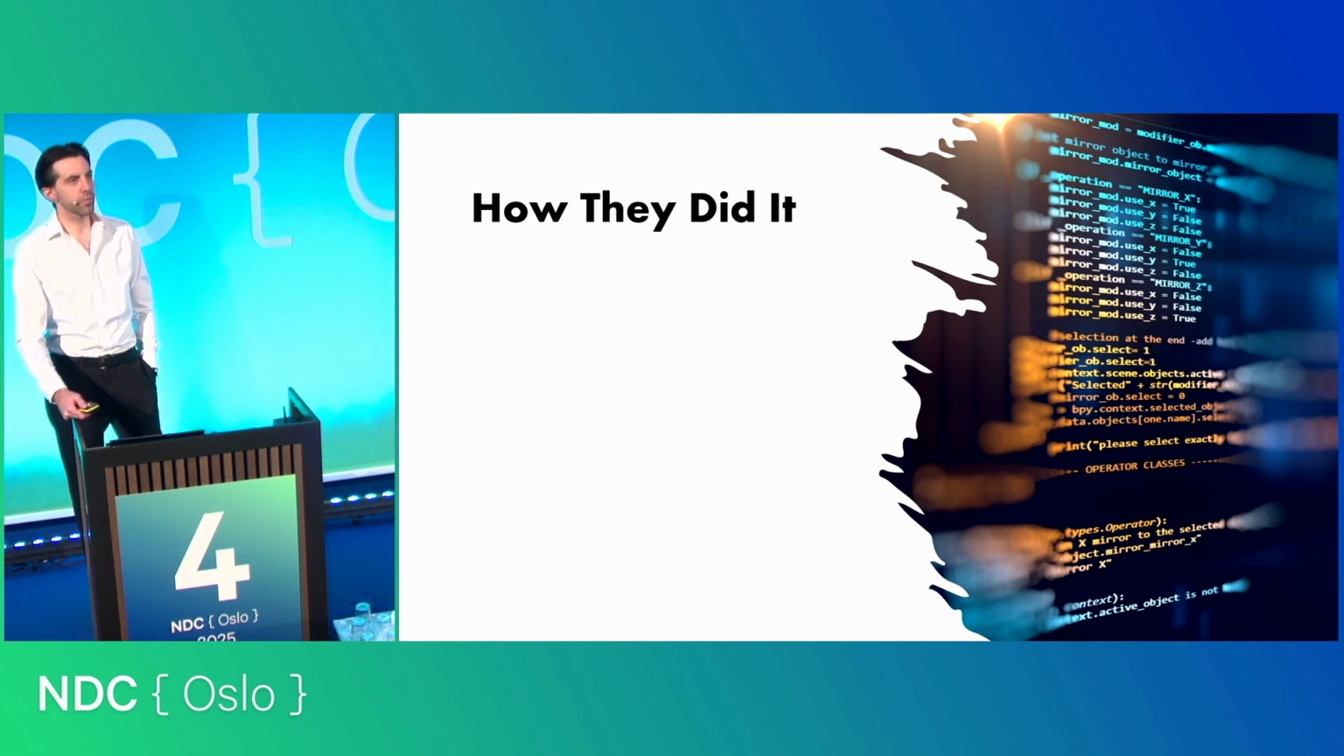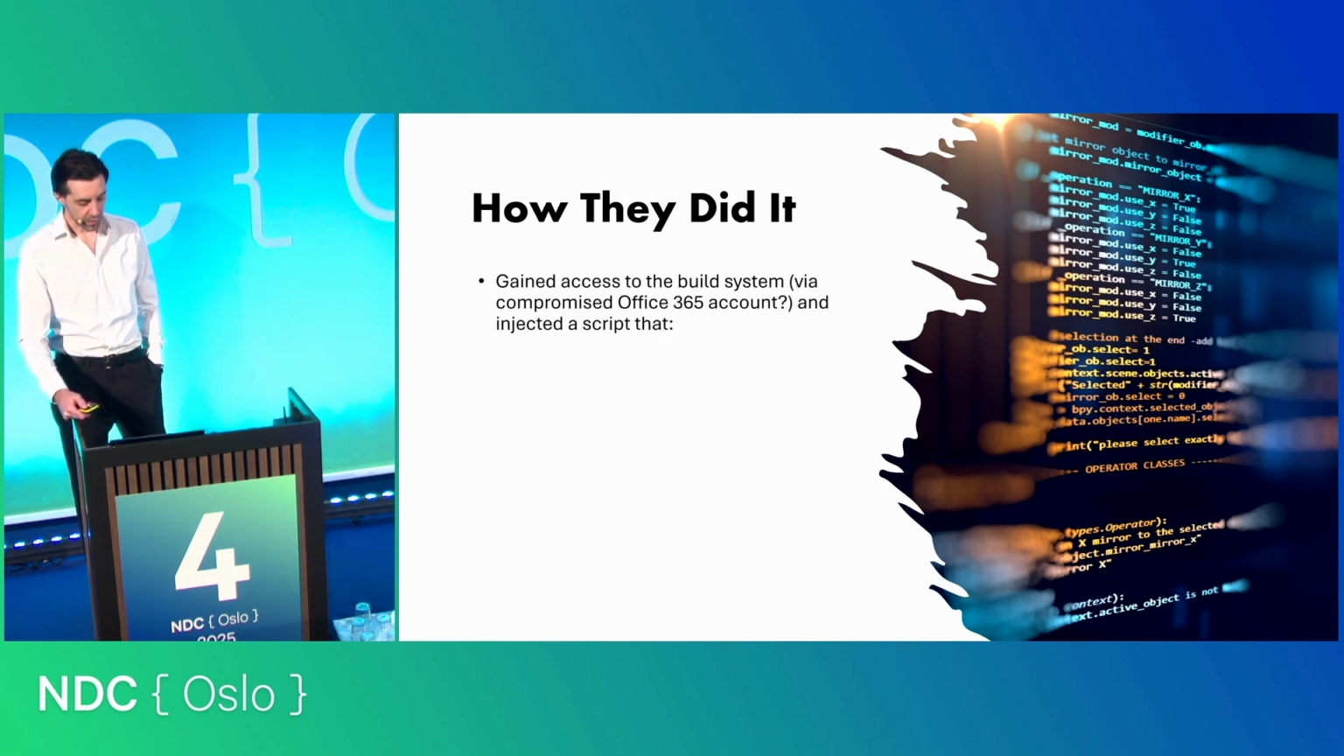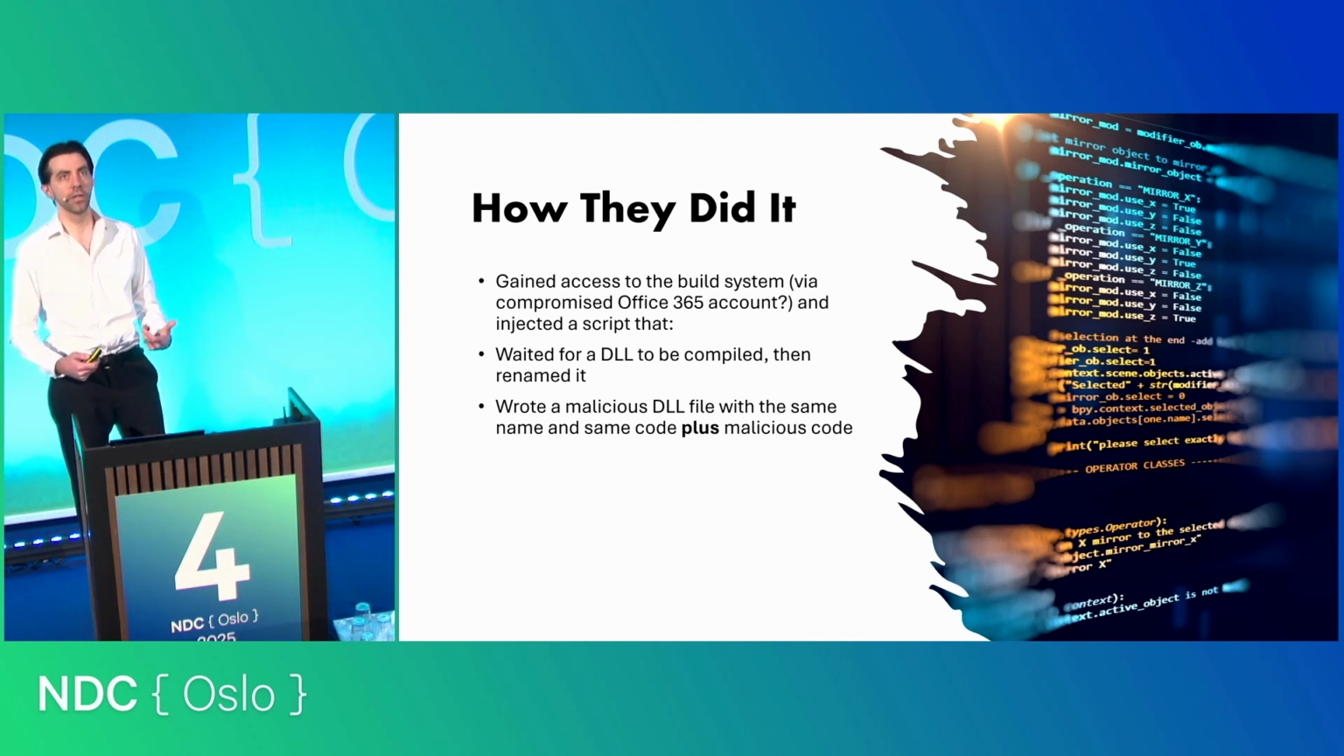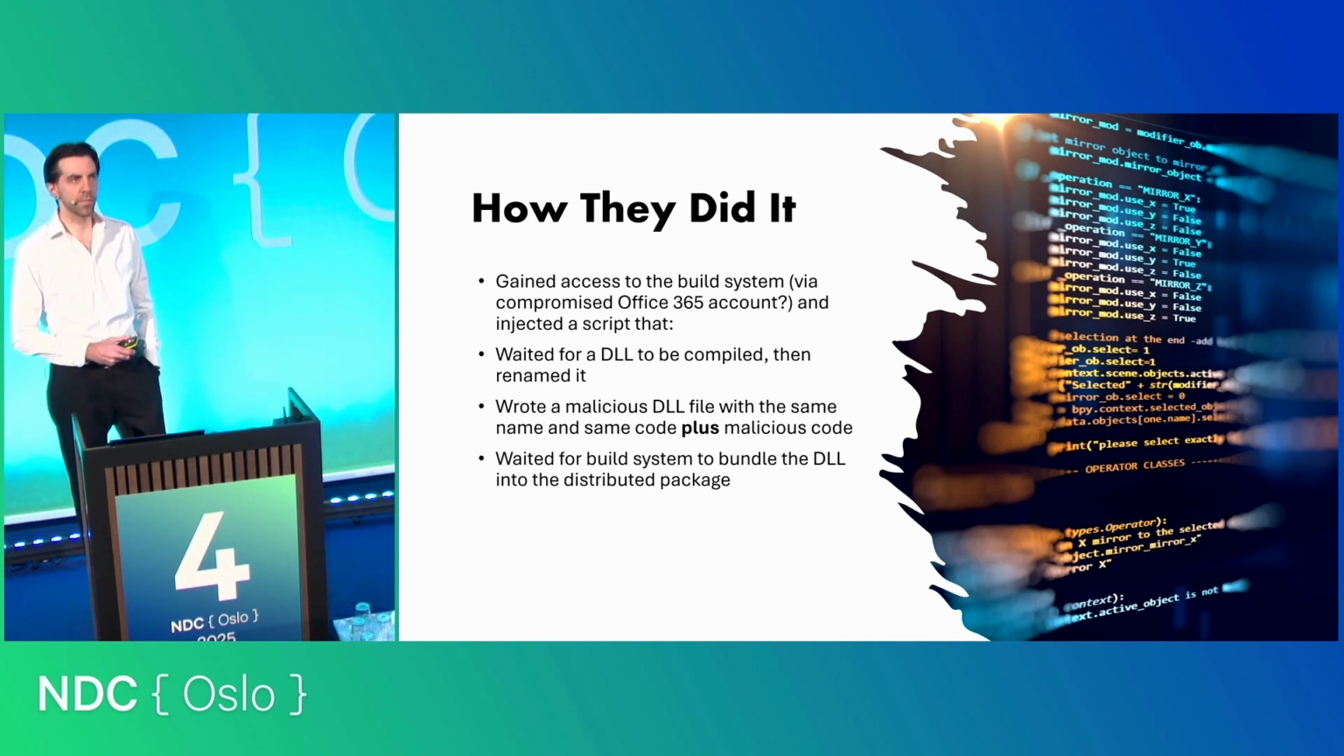They did it in a fairly clever way by using the build system, as I mentioned. So they gained access to that system and an account that was able to modify the build system using a compromised account, and they injected a script into that system that did a couple things. First, it waited for a specific DLL, because there's a Windows software, to be compiled. And once that file was created, it then renamed it to some temporary file name. It wrote a malicious DLL file with the same name, but with a little extra code added to it. So it took the compiled code, added a little extra malicious code, and then put it under the same file name. The build system then went and packaged all of that together into a release and signed it.